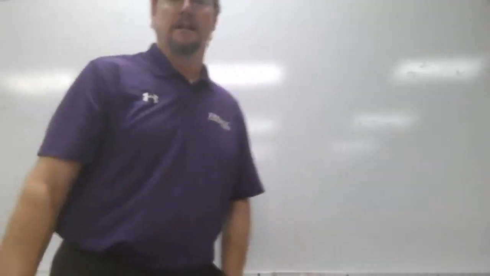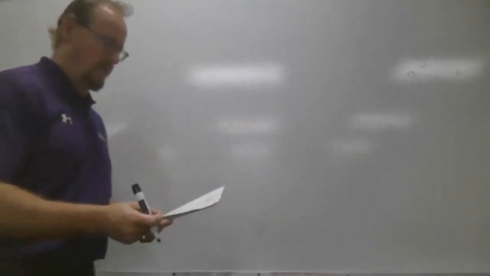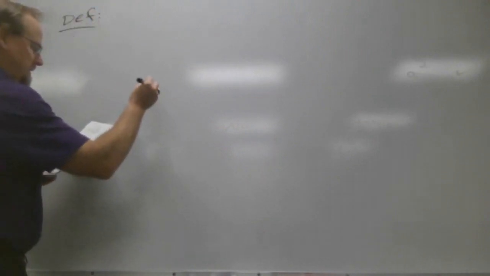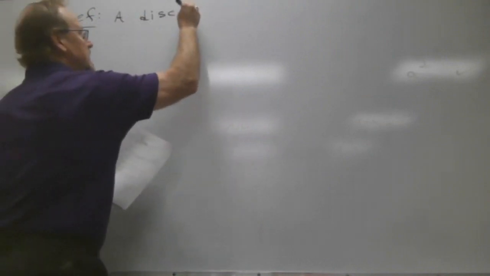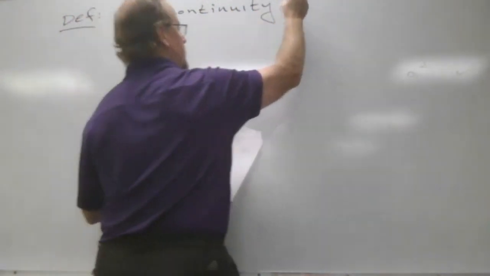All right, so continuing our discussion of continuity, we have two different types of discontinuities. When we're not continuous at a point, let's define that. Definition: a discontinuity at x equals a. So one of the three bullet points fails.